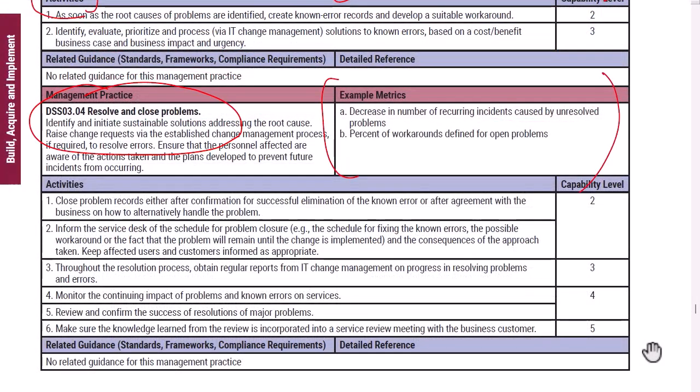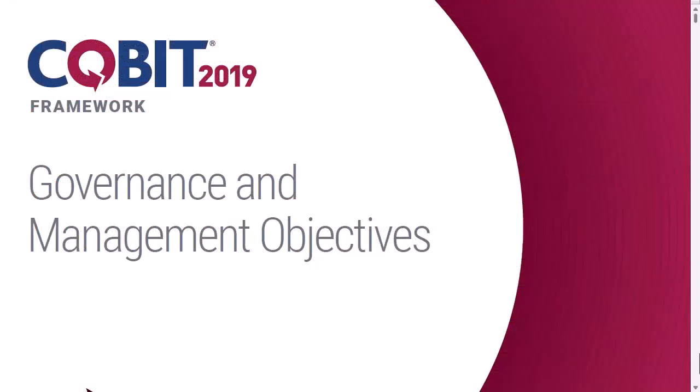Again, we see our example metrics, our activities here, and the different capability levels. Look at this. There's a couple of them that get really intense on level 4 and 5, like monitoring the impacts of problems. That was a very quick view of managed problems in COBIT. I would suggest you grab a copy of this and spend some time looking at it.